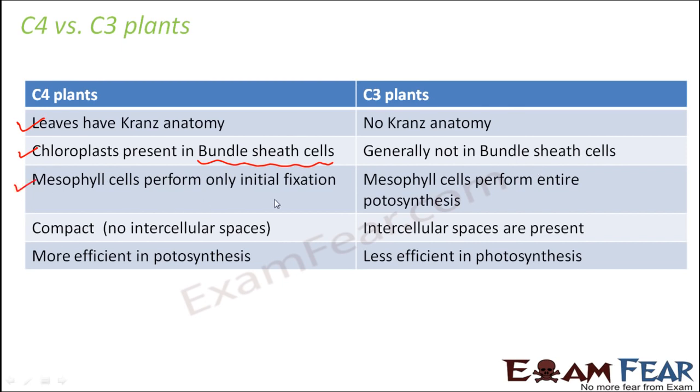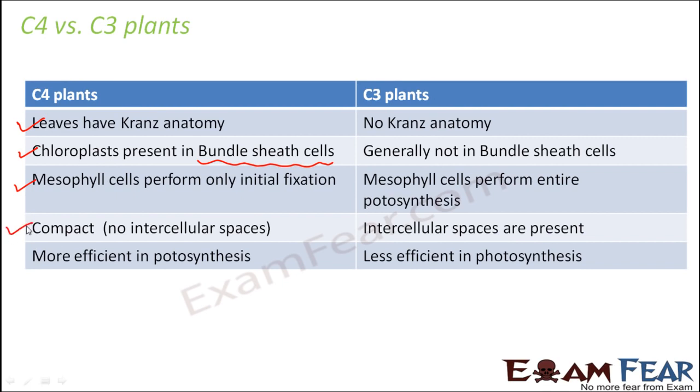In C4 plants, mesophyll cells perform only initial fixation. When you learn about the cycle, you will see that only the carbon fixation part is done in the mesophyll cells. But in C3 plants, the entire process of biosynthetic photosynthesis takes place in the mesophyll cells. Whether you talk about carbon fixation, reduction or regeneration, everything happens in the mesophyll cells.